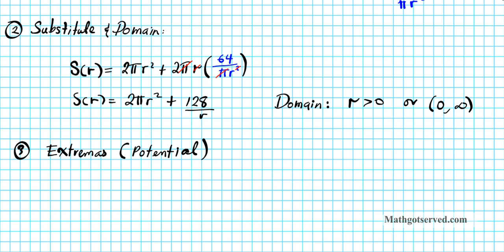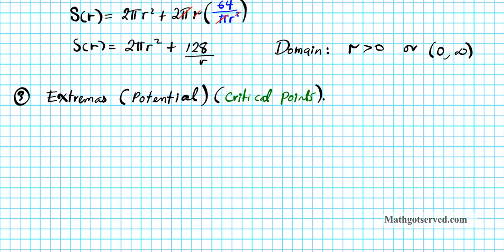All right, so for potential extremas, what we're going to be looking for here are the critical points and endpoints, okay? But since the endpoints are not valid in this problem, it's an open interval, all we're just going to look for are the critical points. Okay, so let's go ahead and do that. What we're going to do is find critical points. So find the critical points.